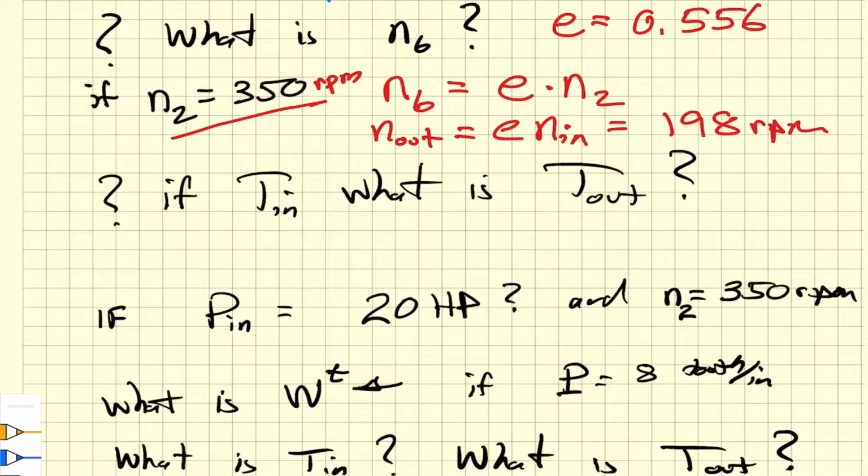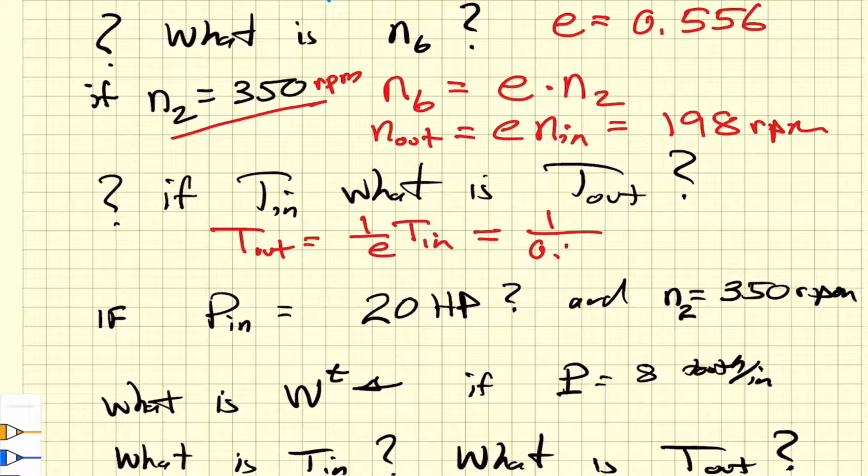So the output torque is going to be given by 1 over e times the input torque. So you'll notice in this case, because N2 had a smaller number of teeth than N6, our speed was reduced, but our torque is going to be increased. It's just going to be 1 over 0.556 times the input torque.